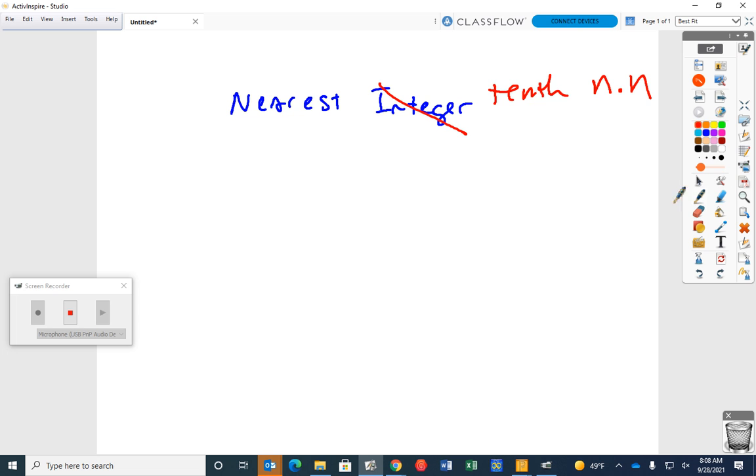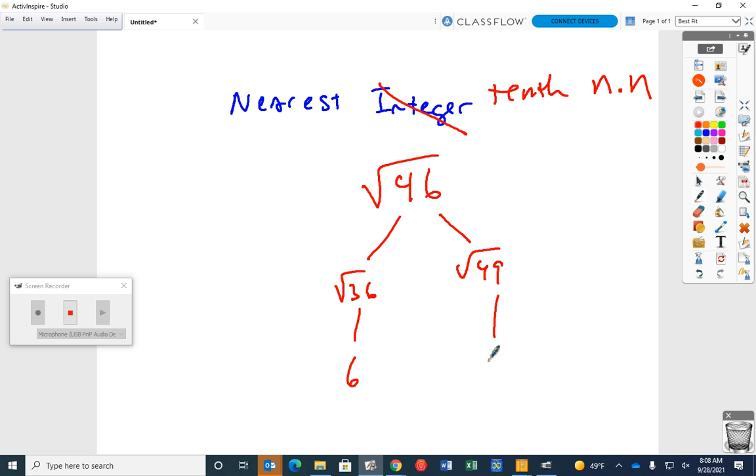What did it say was radical 46? Okay, so somebody help me. What's the closest perfect square less than 46? 36. What's the closest perfect square higher than 46? Okay, now this one's different. Why? What's square root of 36? 6. Square root of 49 is 7. This 46 is closer to what? 49. It's closer to this one, isn't it? If it was right between them, what might that be?